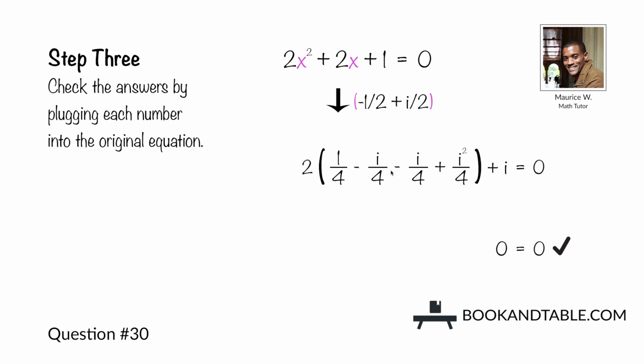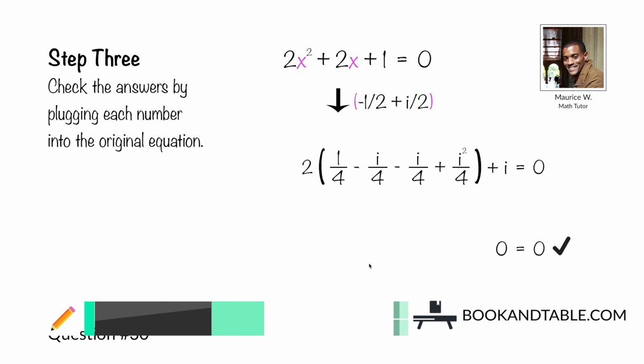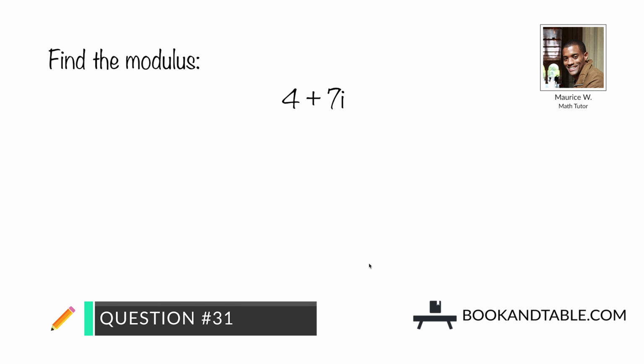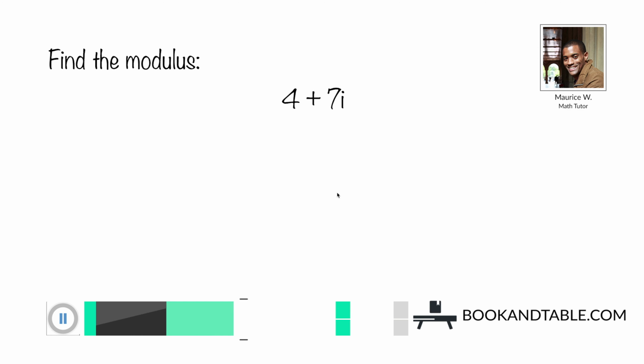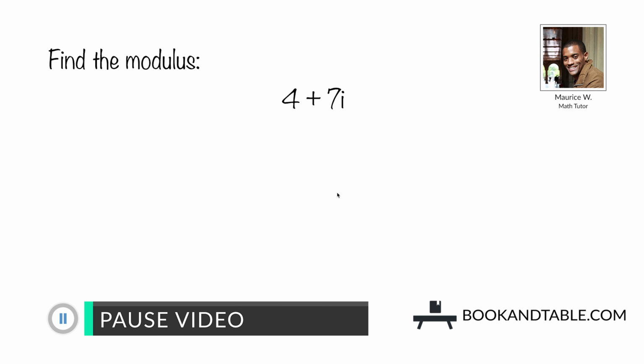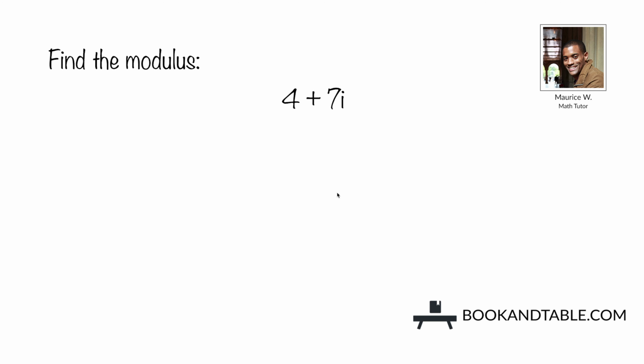So the answer to question number 30 is x is equal to negative 1/2 plus or minus i over 2. And let's now have a look at question number 31. Find the modulus of 4 plus 7i. Pause the video, answer this question, and then press play when you are ready to begin.